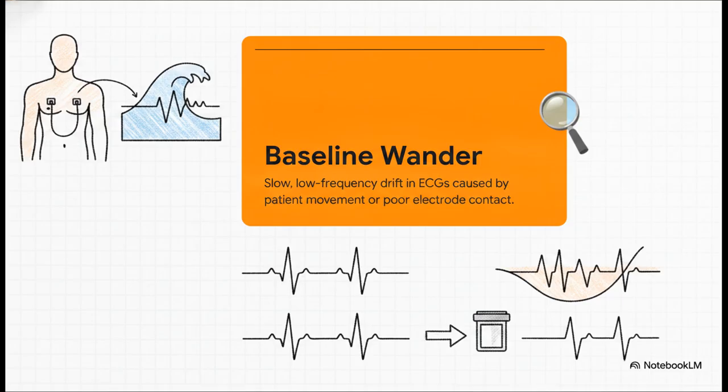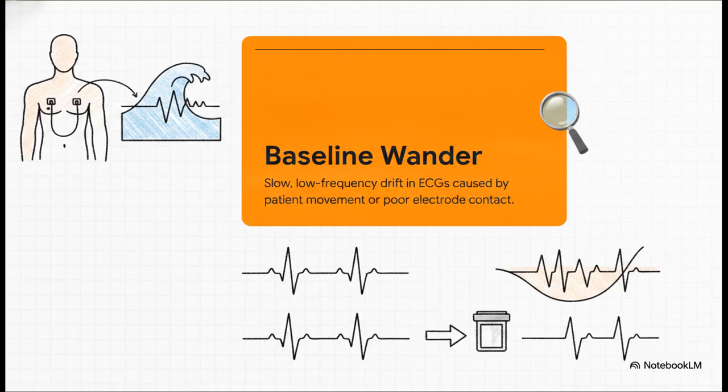So, an electrocardiogram, or ECG, measures the electrical activity of your heart. In a textbook, it looks perfect. But in a clinical setting, when you attach electrodes to a living, breathing human being, things get incredibly messy. If a patient so much as takes a deep breath, shifts their weight on the bed, or if the electrode contact just isn't perfectly flush with the skin, it creates this frustrating phenomenon we call baseline wander.